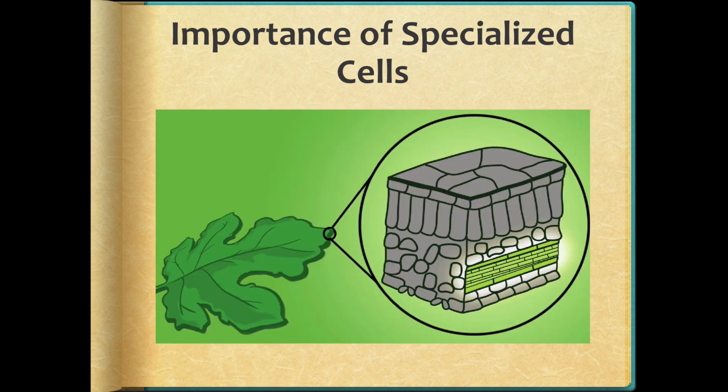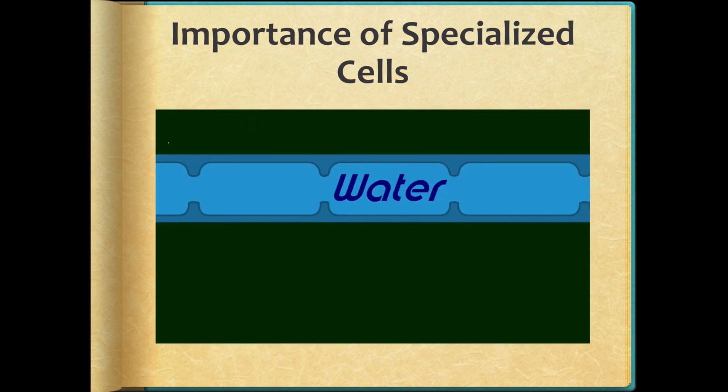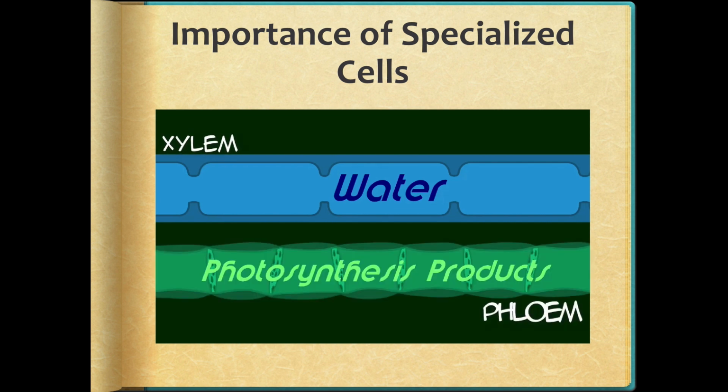This vein here contains the xylem and the phloem. We talk about these vessels in another clip, but the cells that make up these vessels are specialized for transporting water in the xylem or products from photosynthesis in the phloem.